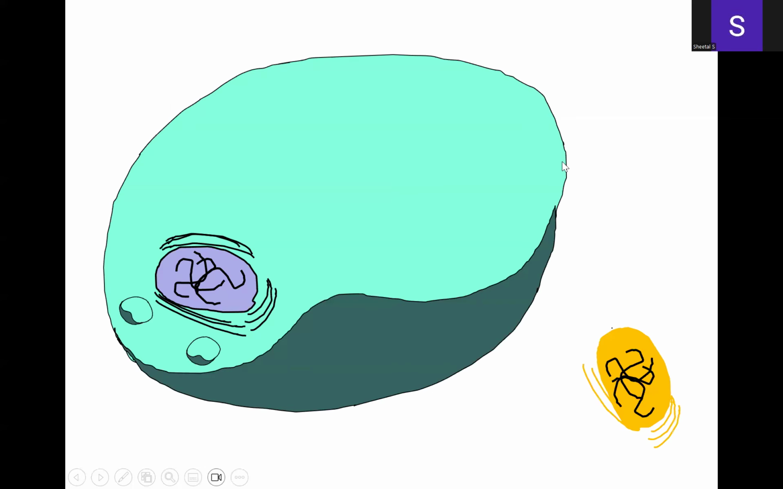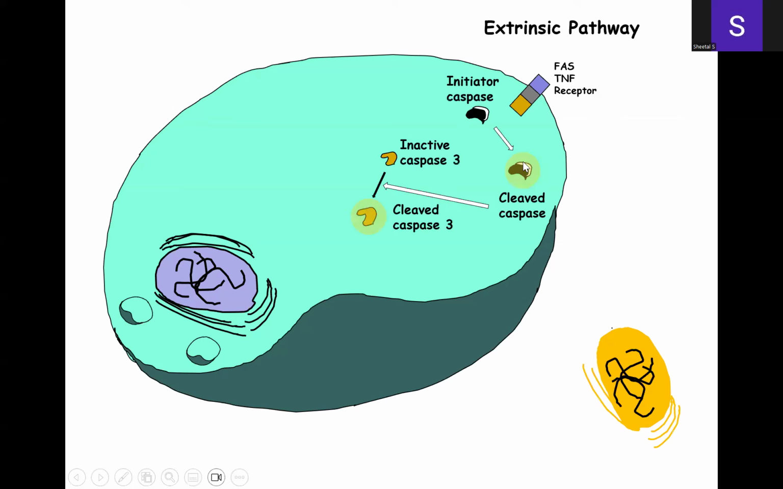Now coming to the actual pathway of apoptosis, there are basically two identified pathways for apoptosis. The first pathway is the extrinsic pathway, which involves specific death ligand and receptor interaction. For example, we have the TNF receptor and the Fas ligand interaction that can mediate the extrinsic pathway. This triggers an initiator caspase. So the initiator caspase is cleaved, and that leads to activation of the initiator caspase.